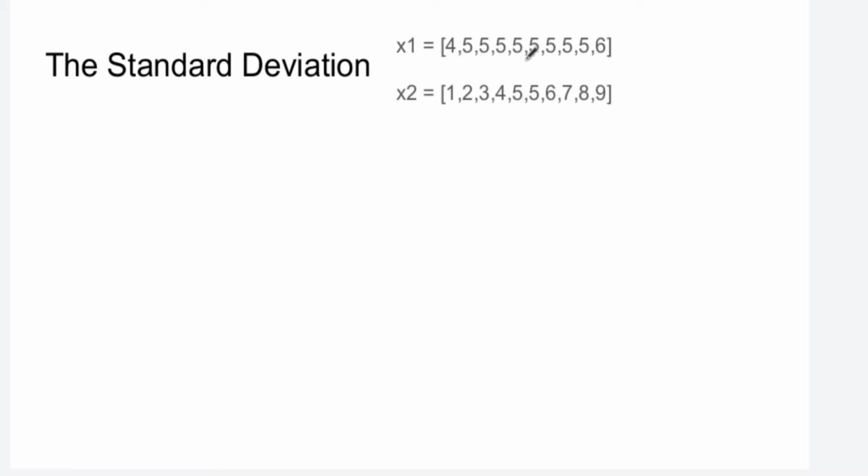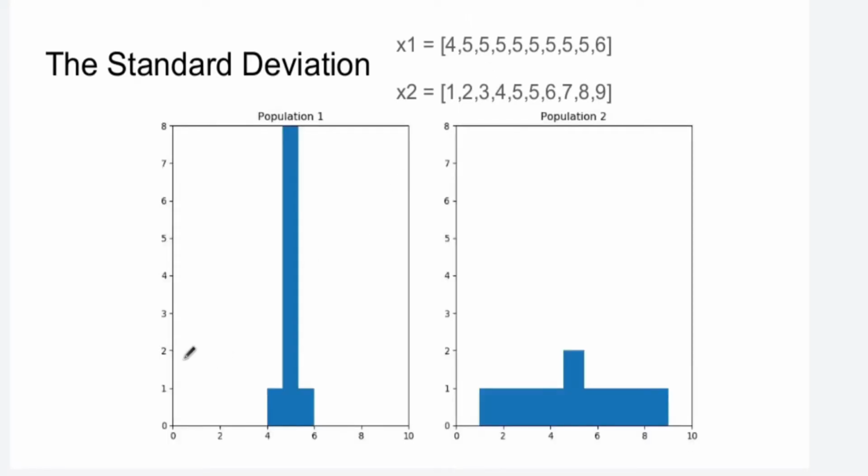4, 5, 5, 5, 5, 5, 5, 5, 5, 5, 6, and 1, 2, 3, 4, 5, 5, 6, 7, 8, 9. I hope you can see that these data sets are both symmetric. Let's make a plot of them. Here's dataset x1 on the left. Most data points are 5, with one point that's less and one that's more. And here we have just 2 points that are 5 and even tails on both sides.